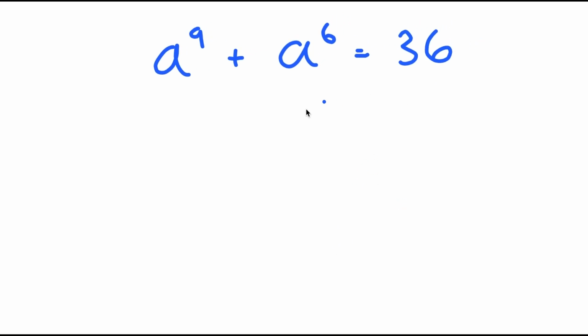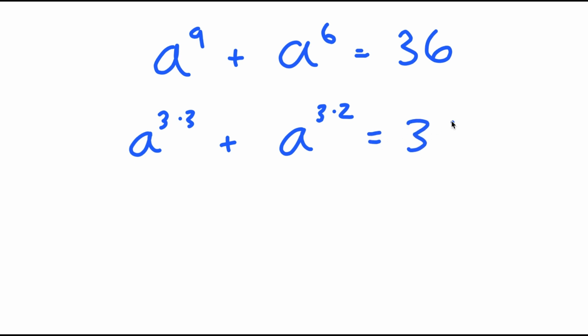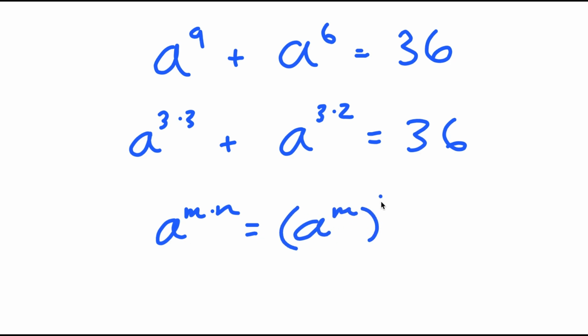Alright, so in this video, I'm going to be solving the equation a to the power of 9 plus a to the power of 6 is equal to 36. To solve this, I'm going to first start by rewriting a to the power of 9 as a to the power of 3 times 3, and rewriting a to the power of 6 as a to the power of 3 times 2. Now if I have something in the form a to the power of m times n, this is equal to a to the power of m to the power of n.